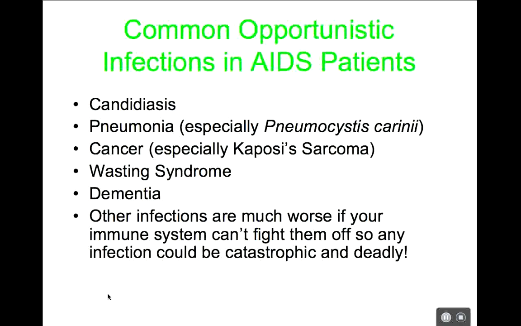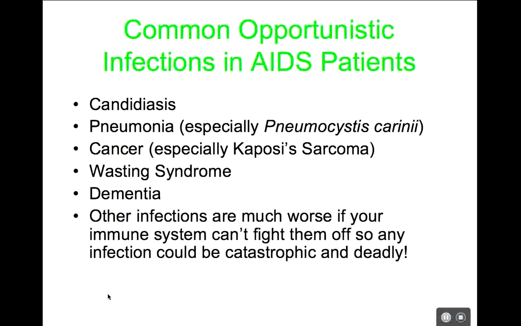Remember candidiasis. Candidiasis is a yeast infection by Candida albicans of the mouth or vagina. It can cause oral thrush or vaginal candidiasis. Pneumonia: there are lots of different things that can cause pneumonia. One that we see almost exclusively in AIDS patients is Pneumocystis carinii pneumonia. It's a very, very rare form of pneumonia caused by a fungus, really only seen, or almost only seen, in AIDS patients. So when you see this weird strain of pneumonia, you always test your patient for HIV.